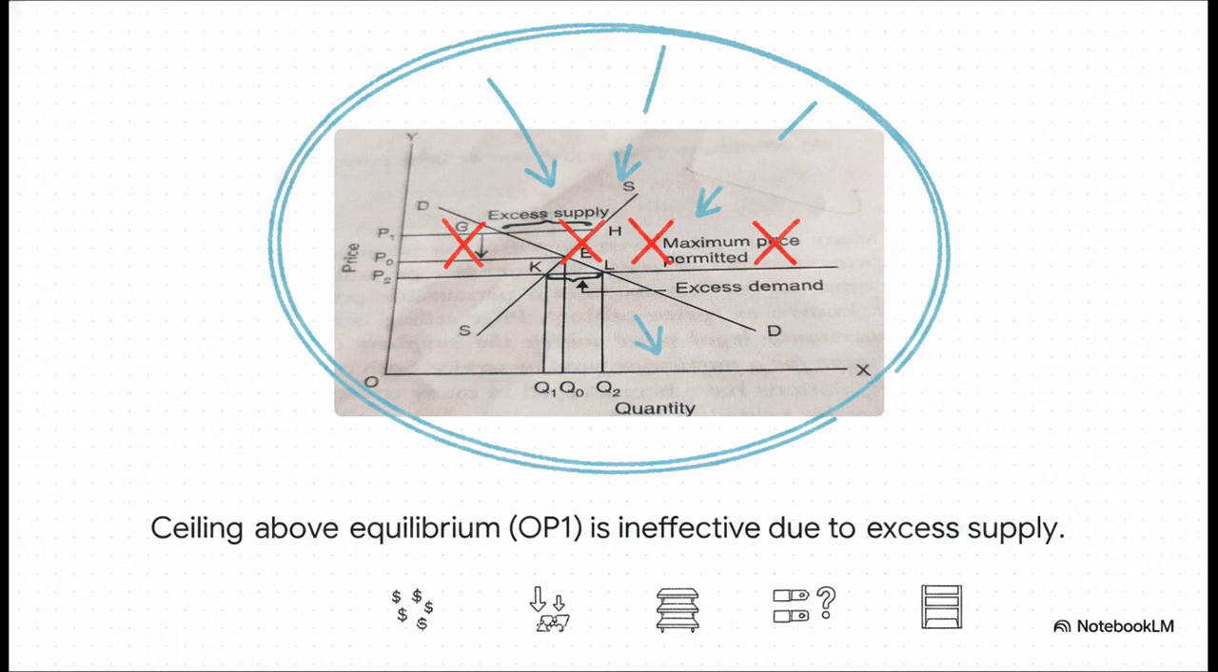Why? Well, at that high price, suppliers want to produce a ton, which creates a massive excess supply. That's the gap you see from G to H. And then market forces just auto-correct. Sellers see all this extra stock piling up on their shelves. They panic a bit, and they lower their prices to get rid of it. Boom. The price gets pulled right back down to equilibrium. So a ceiling above the natural price is totally ineffective.